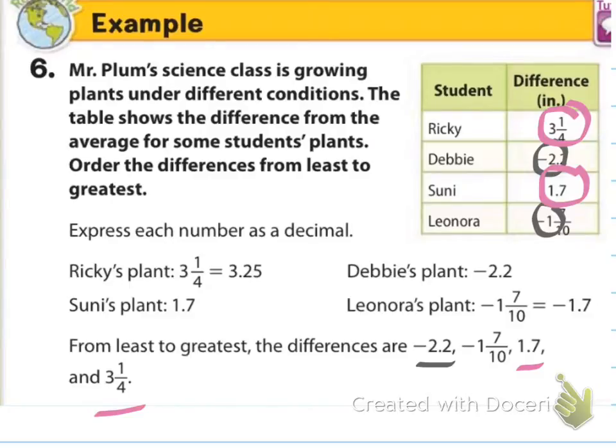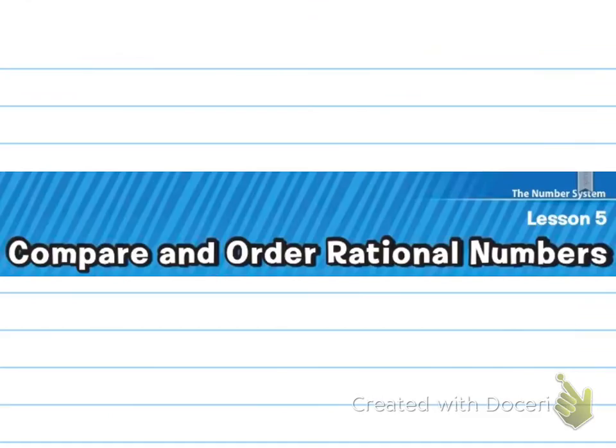That one's kind of easy because we can just look at those whole numbers. In negatives, we put the negatives together, and then positives together, and put them in order from least to greatest, and we have a go at it.